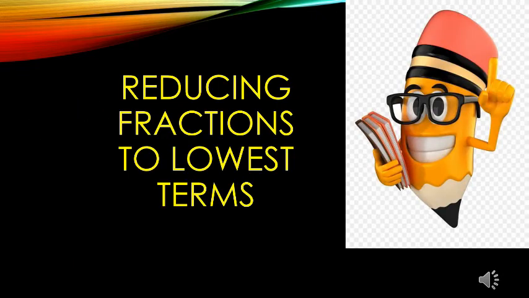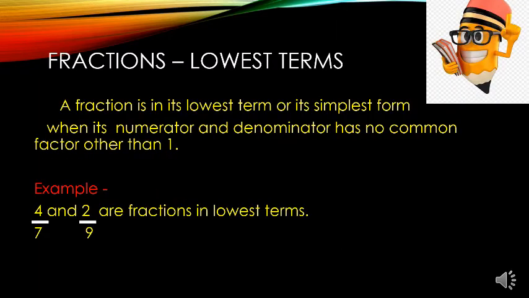Let us learn about reducing fractions into lowest terms. Now, let us understand how to convert fractions into lowest terms. A fraction is in its lowest term or its simplest form when its numerator and denominator have no common factor other than 1. Let us take an example. 4 upon 7 and 2 upon 9 are fractions in their lowest terms.